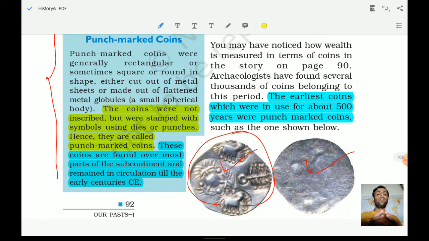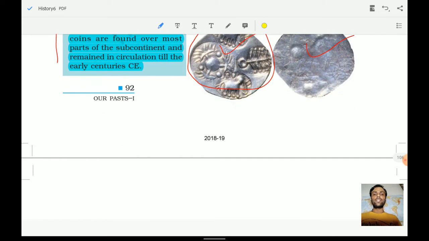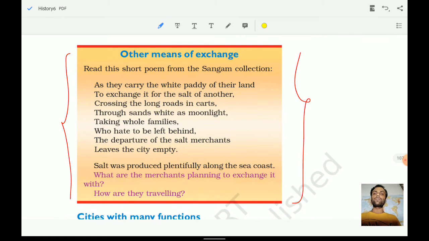This system of coins started somewhere around the 6th century BCE. The earliest coins, which were used for about 500 years, were the punch mark coins, which we were just understanding. So this was the history of these punch mark coins.